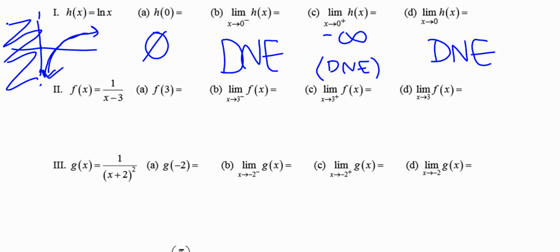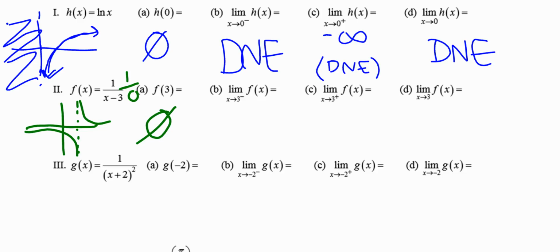Okay, this function, you should know that the parent function is 1/x. We've just moved over to the right 3. So the graph is going to look like this. So f of 3, undefined. There's a vertical asymptote there. You can't plug in 3 or you get 1/0. That's indicative of a vertical asymptote when you have a number in the top and 0 in the bottom.